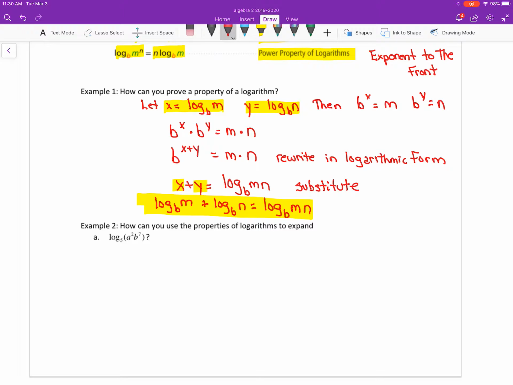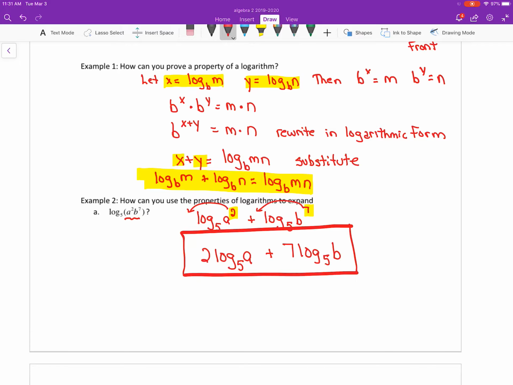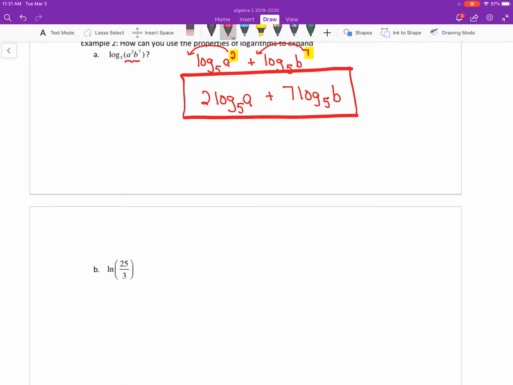All right, so how can you use these properties to expand? So all we do is we recognize we're multiplying two things together. So I can separate those by addition. So I can separate that as log base 5 of a squared plus log base 5 of b to the 7th. And then I have exponents here that I need to deal with, and those exponents can come to the front. So my final answer would be 2 log base 5 of a plus 7 log base 5 of b. And that's your final answer. You're just separating logarithms using their properties.